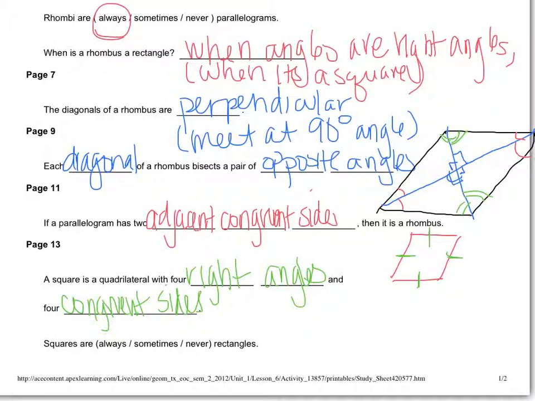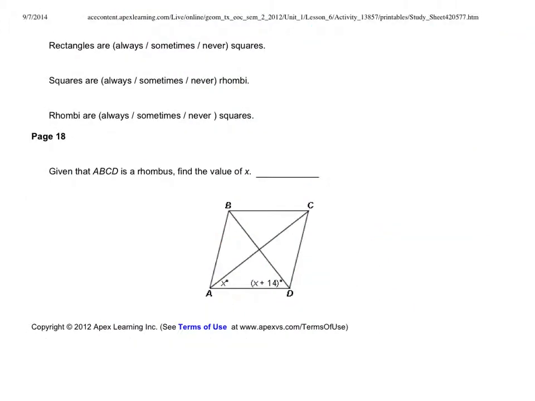So since squares are at the very, very, very bottom of our diagram that we drew earlier, everything that's true about a quadrilateral, everything that's true about a rhombus and a rectangle and a parallelogram has to be true about a square. So since a rhombus has all congruent sides, and a rectangle has all right angles, then a square gets to have all of those. So rectangles are sometimes squares, but squares are always a rhombus, and a rhombus is sometimes a square. Remember, if you're going down the chart, it's sometimes; going up the chart, it's always.